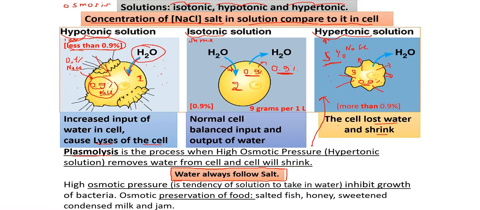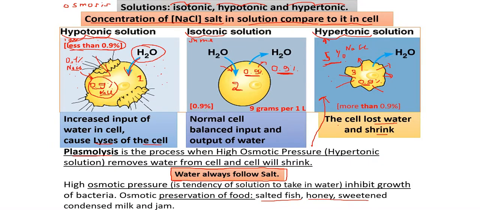And this is what is used in osmotic preservation of the food. For example, when we make fish salty to preserve it, the salty surrounding means that bacteria cannot survive in here. They will go through plasmolysis and die. So this is one way to preserve our food.